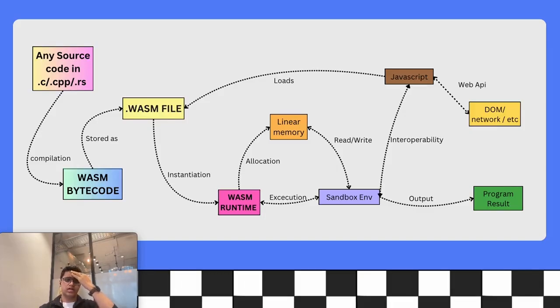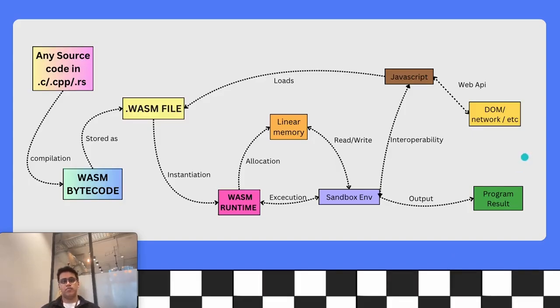Another crucial aspect of why WebAssembly can be used in the browser is JavaScript interoperability. So WASM doesn't operate in isolation. It has interoperability with JavaScript, which allows bidirectional communication between your WASM module and the JavaScript source code. So it can eventually be a part of your DOM, interact with the web APIs, do the DOM manipulation, network requests and everything. And eventually a program output is resulted on the browser.